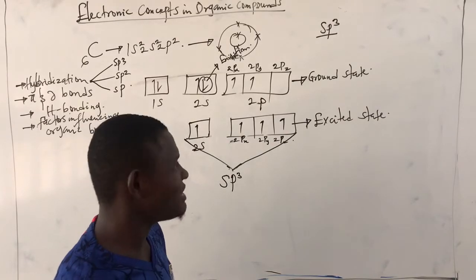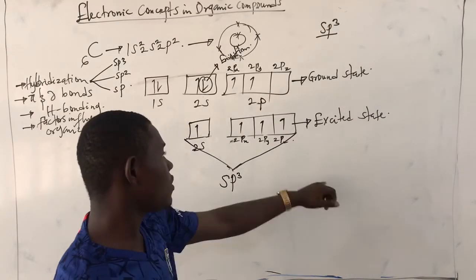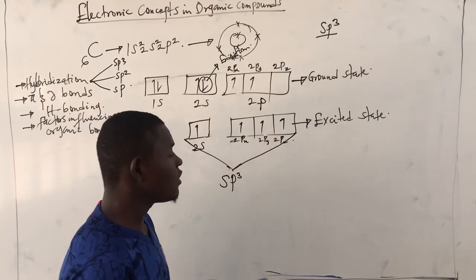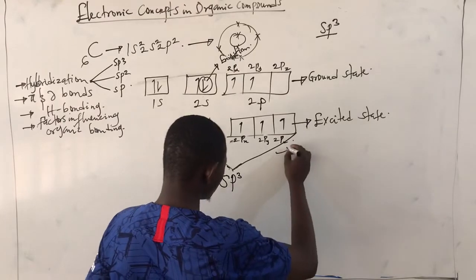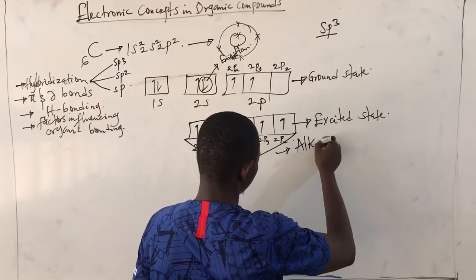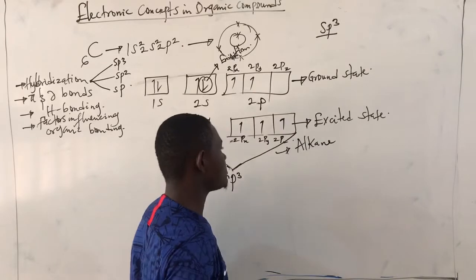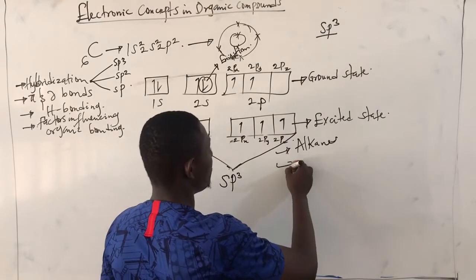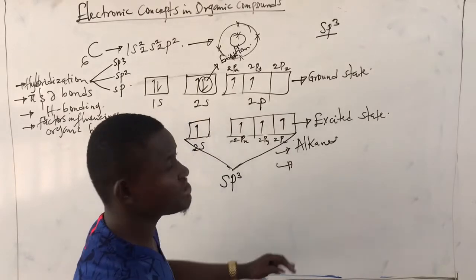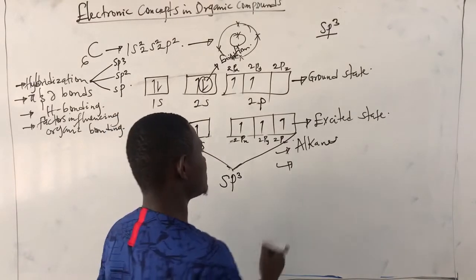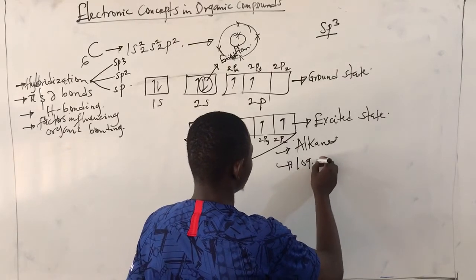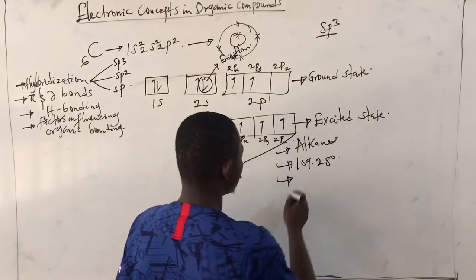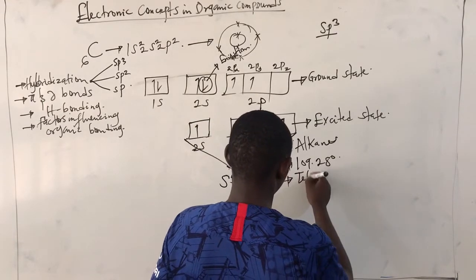So you just know the steps: in hybridization, excitation has to occur and then the mixing of the orbitals. This sp3 hybridization is common in alkanes, that is, saturated hydrocarbons. Hybridization is also necessary in determining the shape of the atom. It has a bond angle of 109.28 degrees, and it has a tetrahedral shape.